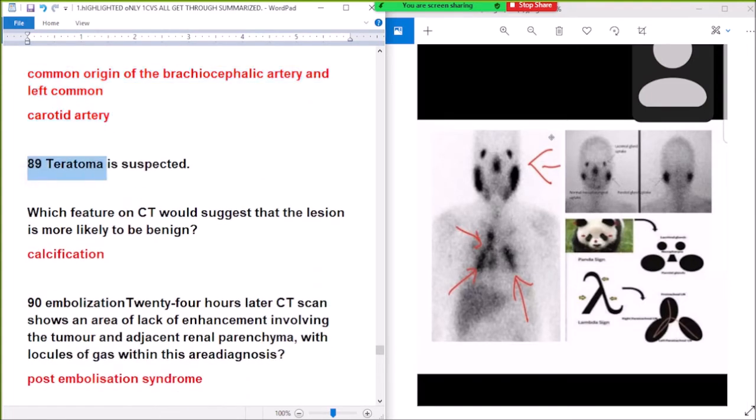Question 89. Teratoma is suspected. Which feature on CT would suggest that the lesion is more likely to be benign? Calcification. In teratoma, calcification on CT suggests the lesion is more likely to be benign.